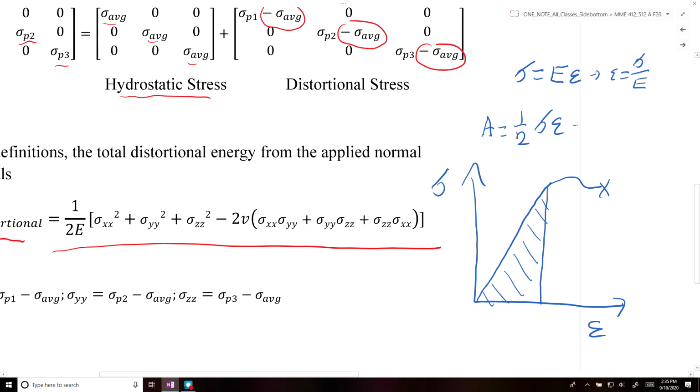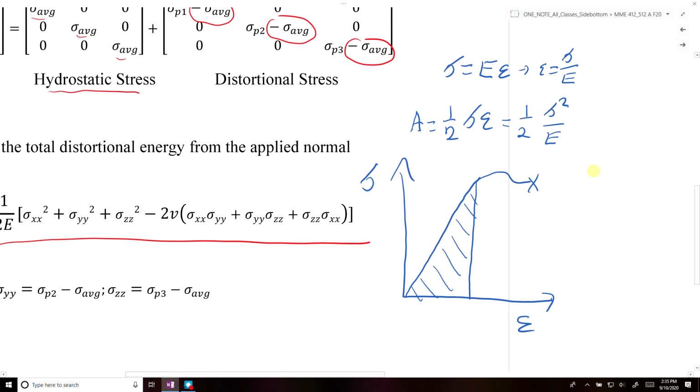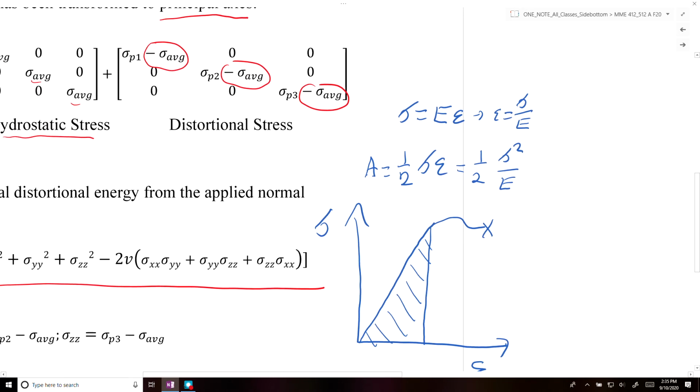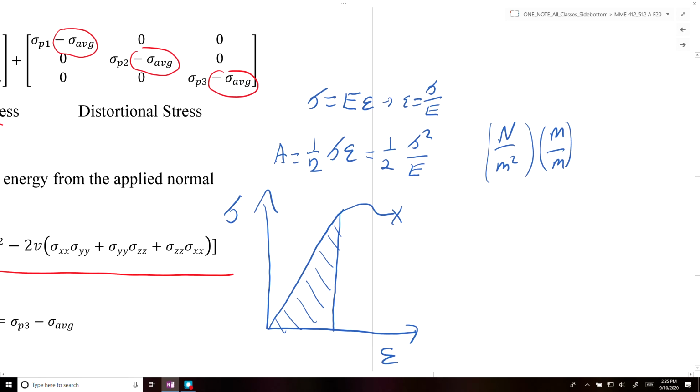If we plug that into this equation, we end up getting that the area under the curve is going to be equal to 1/2 times the stress squared over this elastic modulus. The last thing is, if you think about the units of the area under the curve, the units for stress are newtons per meter squared, and the units for strain are meters per meter.